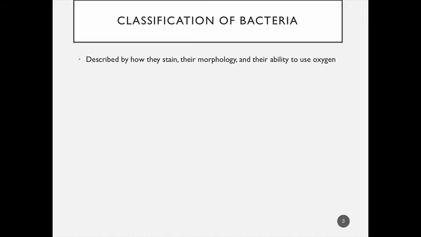Why this is important is because when we try to figure out how to choose the right drug, it's really helpful to know what kind of bacteria you're dealing with, because the treatments are different depending on the type of bacteria. Bacteria are classified in different ways, which I'm sure most of you know by now. They're described by how they stain, by their morphology or shape, and their ability to utilize oxygen.